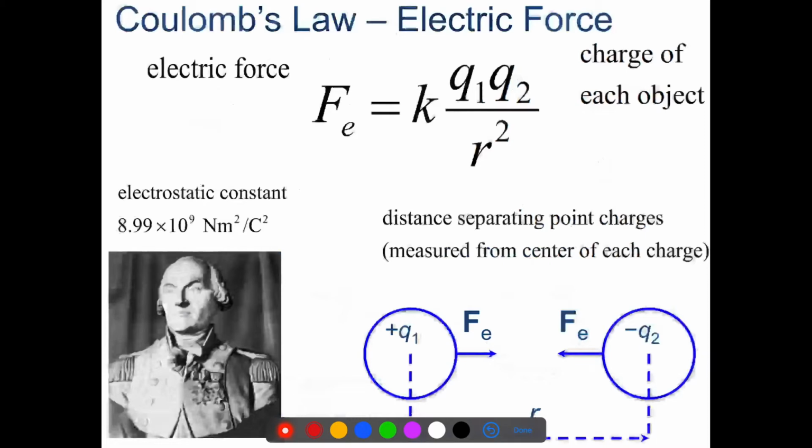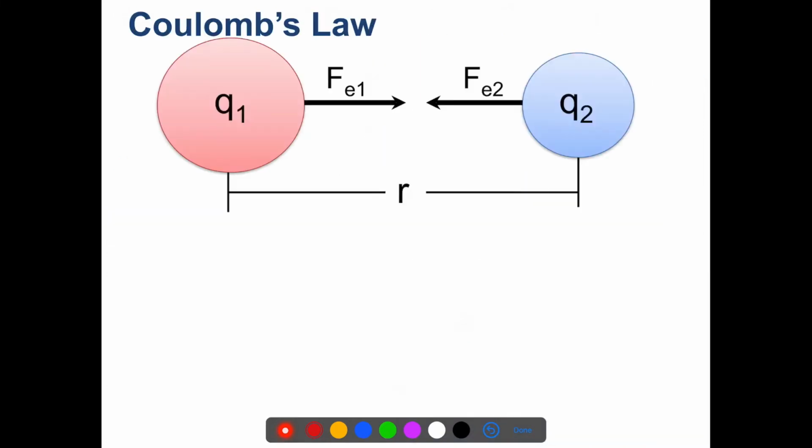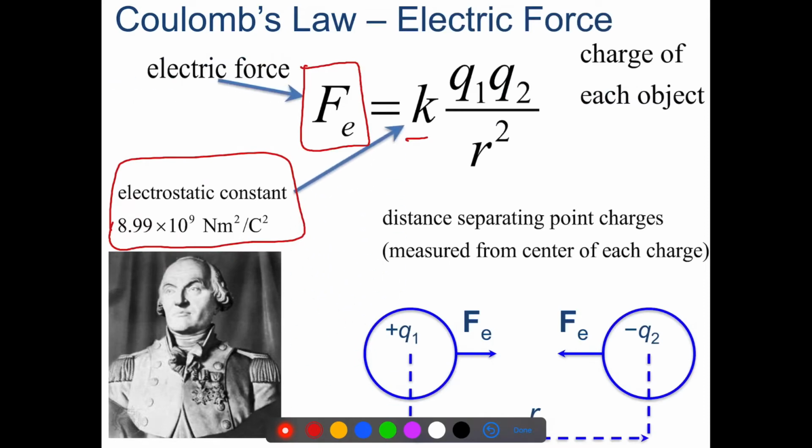This was named after Coulomb, this French general who dedicated his life to physics after a war and studied charges. So we have the electric force, and it's equal to K Q1 Q2 over R squared. K is a constant. It's on your reference sheet, so you don't have to memorize that. It's 8.99 times 10 to the 9th newton meters squared over coulomb squared. And you get Q1 Q2 all over R squared.